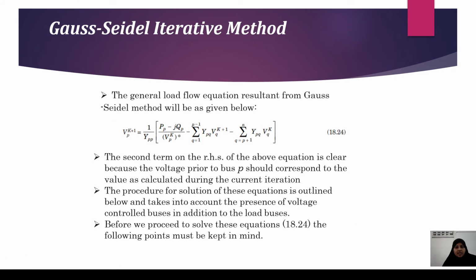The general load flow equation resulting from the Gauss-Seidel method will be as follows: Vp^(k+1) equals 1 by Ypp times (Pp minus jQp) by Vp^k conjugate minus summation q equal to 1 to p minus 1 of Ypq Vq^(k+1) minus summation q equal to p plus 1 to N of Ypq Vq^k. The second term on the right hand side of the equation is clear because the voltage prior to bus p should correspond to the value calculated during the current iteration. The procedure for solution of this equation will be outlined and we will see it next, and it takes into account the presence of voltage control buses in addition to the load buses.